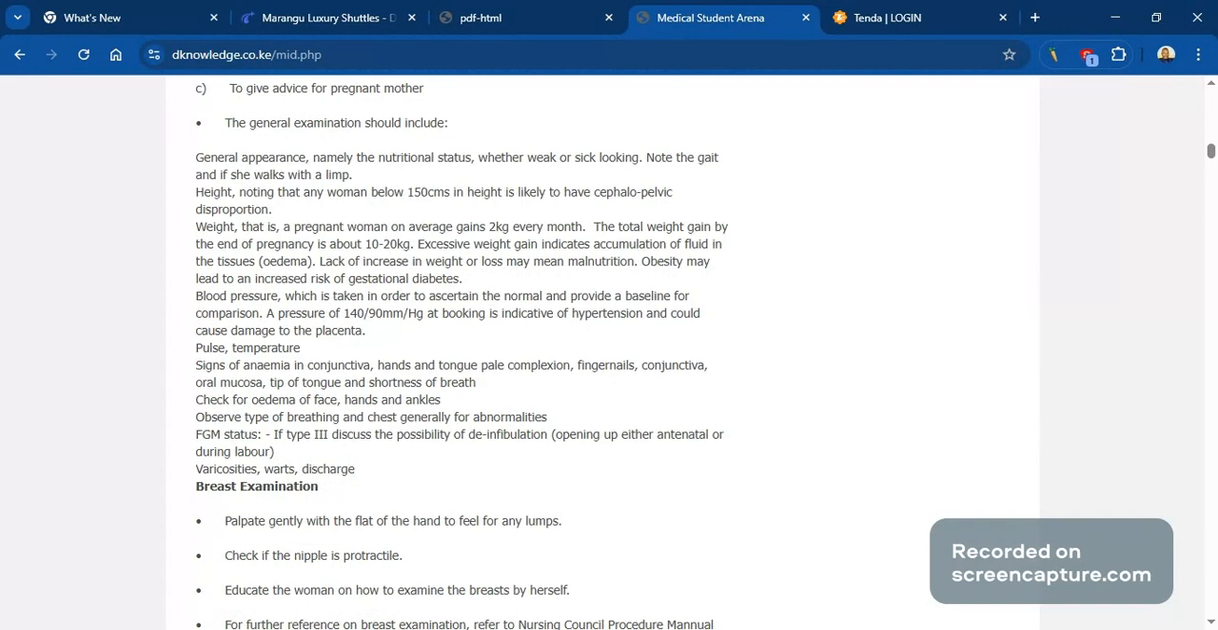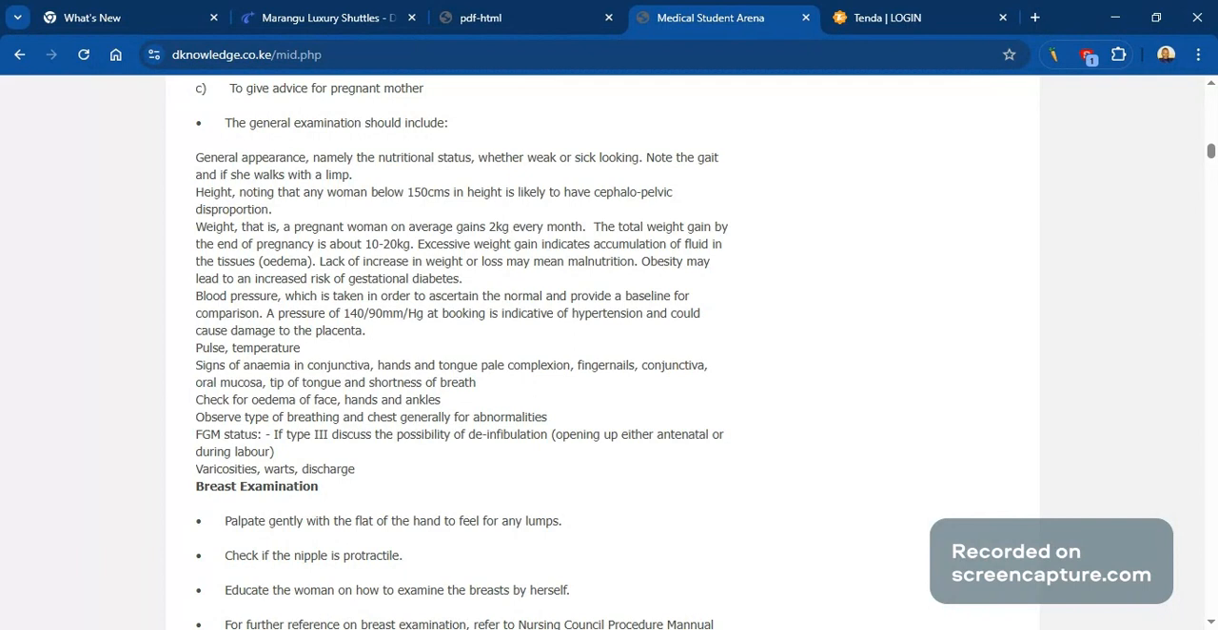Obesity may lead to an increased risk of gestational diabetes, so you should check on the obesity and advise on diet. If it is calorie intensive, reduce the calories. We have a given chart which will always help you to outline and give appropriate diet instruction or counseling to the expecting mother. Blood pressure is taken in order to ascertain the normal and provide a baseline for comparison.